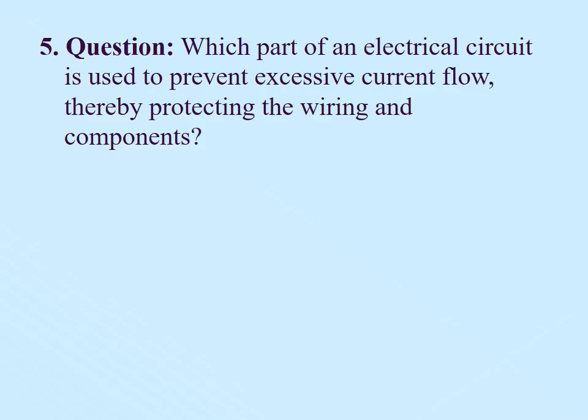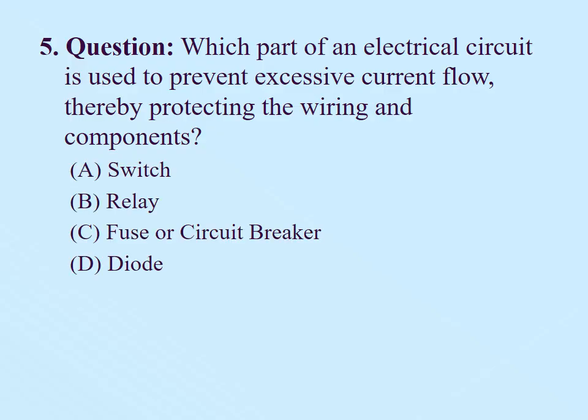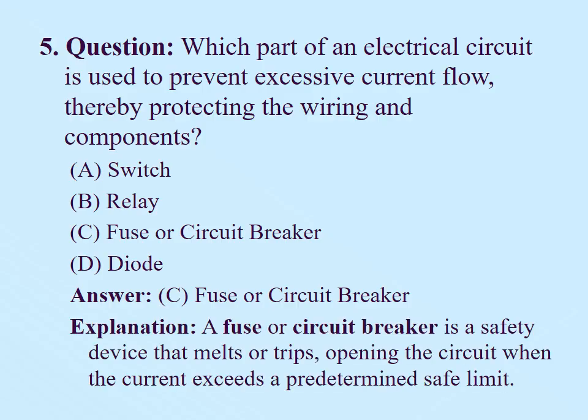Question number 5. Which part of an electrical circuit is used to prevent excessive current flow, thereby protecting the wiring and the components? Option A. Switch. Option B. Relay. Option C. Fuse or circuit breaker. Option D. Diode. Answer is C, fuse or circuit breaker. A fuse or circuit breaker is a safety device that melts or trips, opening the circuit when the current exceeds a predetermined safe limit.